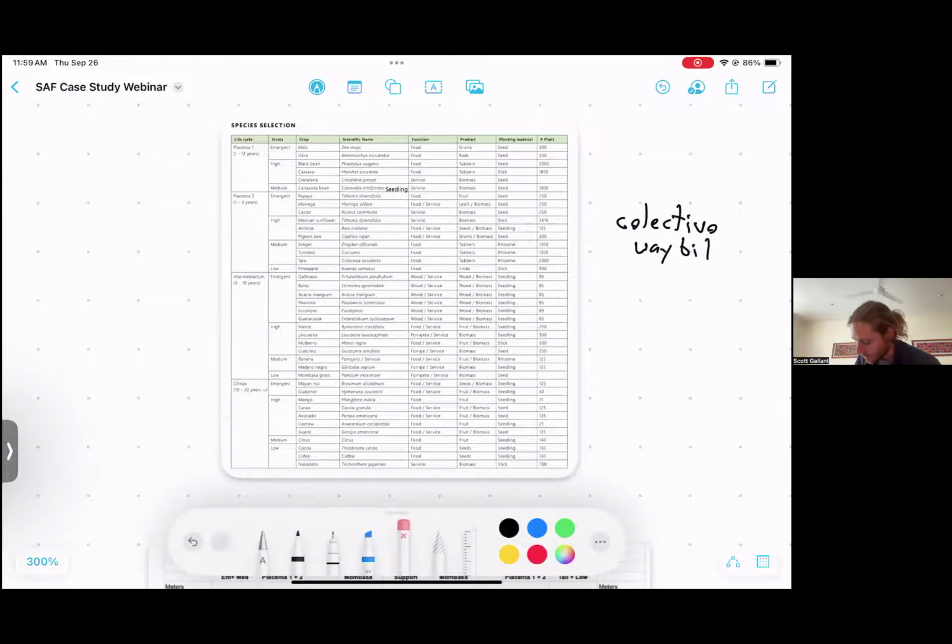You'll see some of the stuff we've been talking about. You'll see a column that has life cycle, another column that has strata, and then we have the individual plants. One of the things we're really trying to get to in this design work is this final column, which is how many plants do we need?